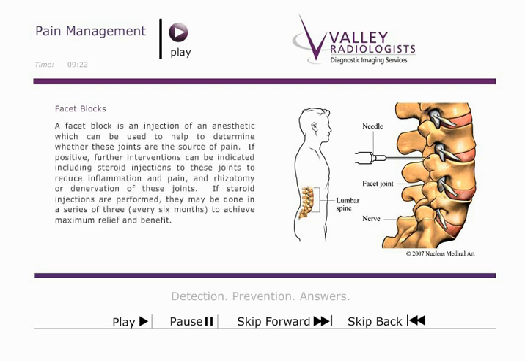A facet block is an injection of an anesthetic which can be used to help determine whether these joints are the source of pain. If positive, further interventions can be indicated, including steroid injections to these joints to reduce inflammation and pain, and rhizotomy or denervation of these joints. If steroid injections are performed, they may be done in a series of 3 every 6 months to achieve maximum relief and benefit.